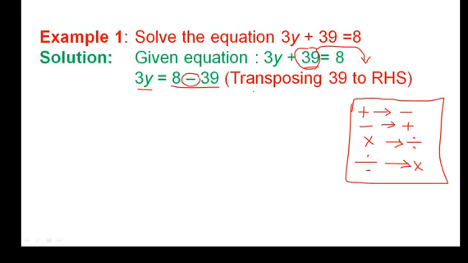Remember it. So what is the first step? The constant should be transposed to RHS. So 39 is the constant, that's why we are transposing it to RHS. y is a variable, so we want to keep y on the left side.